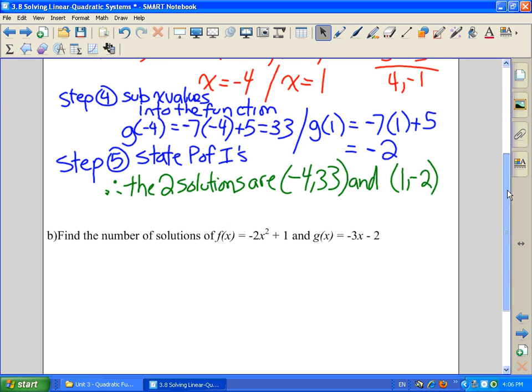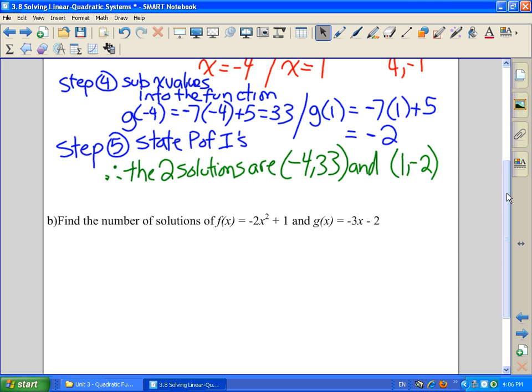Now, ladies and gentlemen, we're going to do a different type of question, which is find the number of solutions. Okay, and please note, ladies and gentlemen, these are different expressions than above, so don't automatically tell me there's two solutions, okay? And when we're finding the number of something, we learned that we could use the discriminant. And for those who forget what the discriminant is, it's b squared minus 4ac.